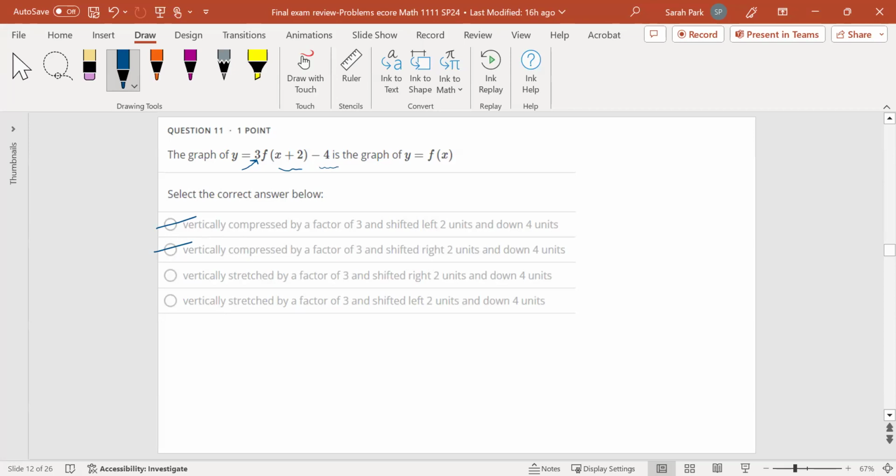And so this is going to be, let's see, it's the last one. Vertical stretch by a factor of 3, shifts left 2 units because of the x plus 2, and minus 4 is down 4 units.